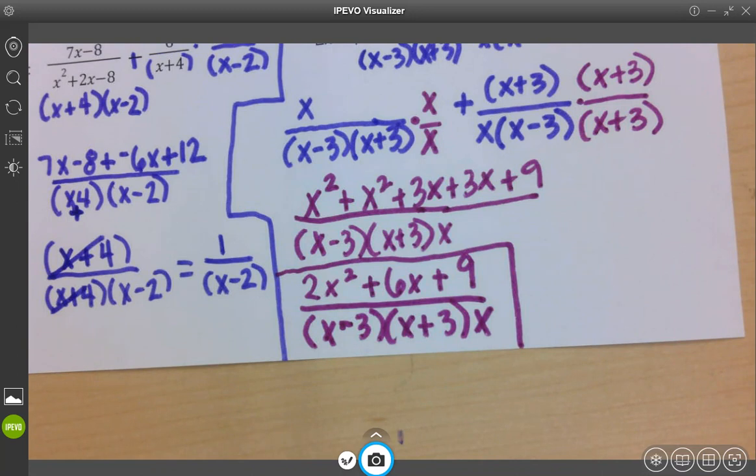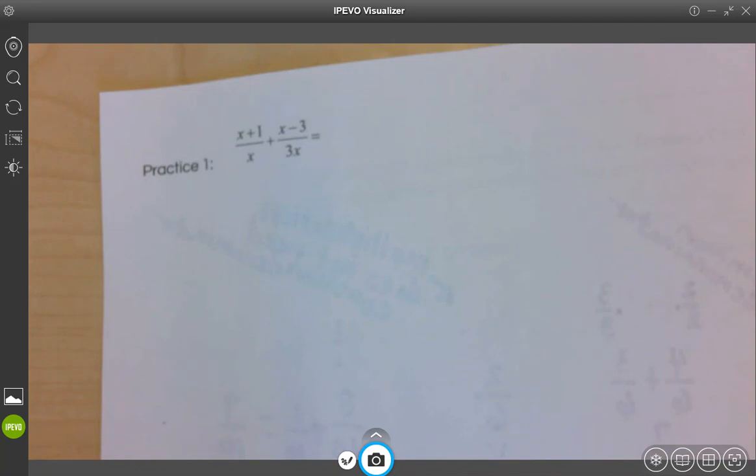We have a practice problem at the top. I want you to try your practice problem. You're going to need a common denominator, and then you can combine like terms, okay? Okay, here we go. Please quiet down unless you're ready to share an answer.